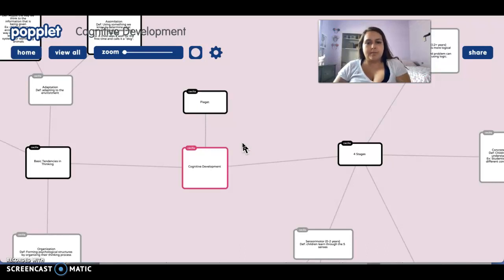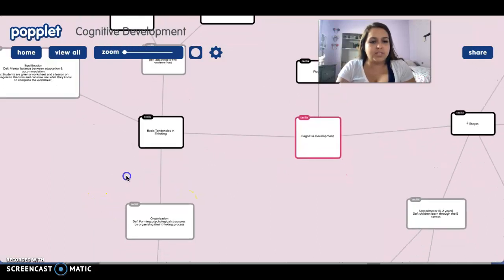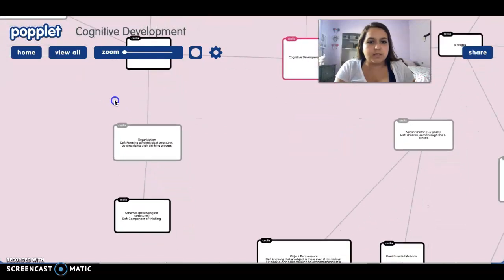So first, I would like to talk about cognitive development. It was created by Piaget, a psychologist, and he pretty much said it was split into four stages, and then there were basic tendencies in thinking. First, I will be going over the basic tendencies in thinking. The first one is adaptation, the second one organization, and then there is also equilibration. So the first one I'll be talking about is organization.